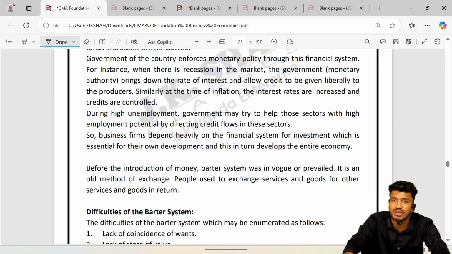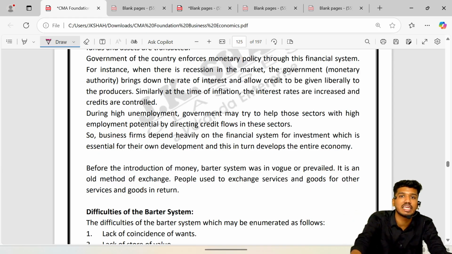Due to such difficulties, finally there was a great evolution, and that was money. The moment money was brought into force, it was goods for money. So you give money and in return you get goods.